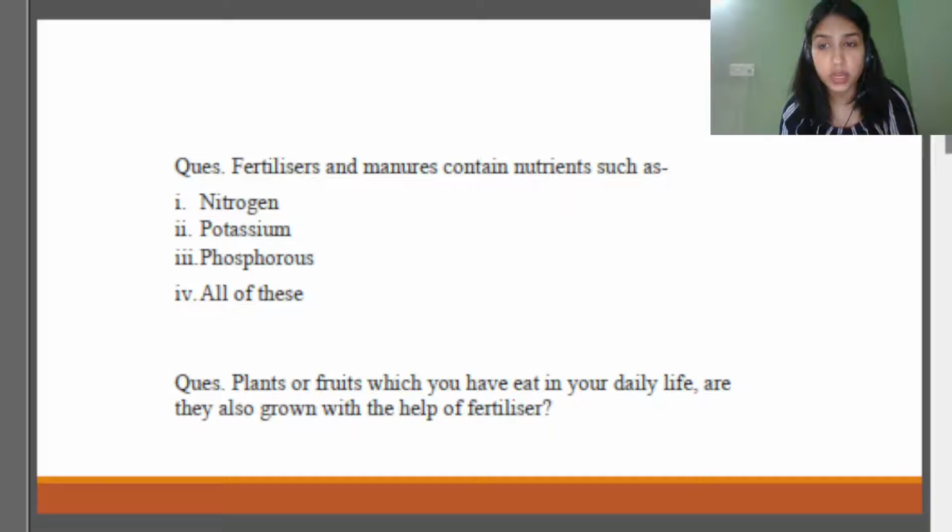Yes, very good, students. The answer to this question should be all of these, because we have just discussed that we also check the NPK value of the soil. The NPK value basically tells us the amount of nitrogen, phosphorus, and potassium present in any type of soil, which tells us whether the soil is nutrient rich or not. So all of these is the answer: potassium, nitrogen, and phosphorus are all present in fertilizers and manure, which we add to our crops to enrich the nutrients present in the soil.